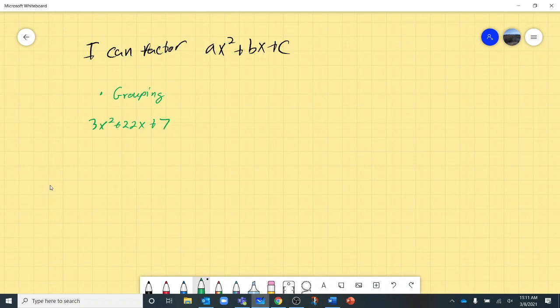All right, let's do two videos. My first one is going to be by grouping. I can factor ax^2 + bx + c. And my first method is going to be by grouping.